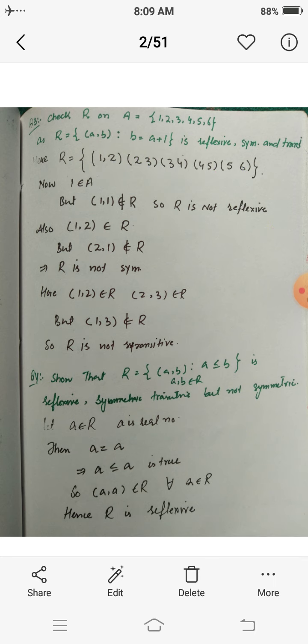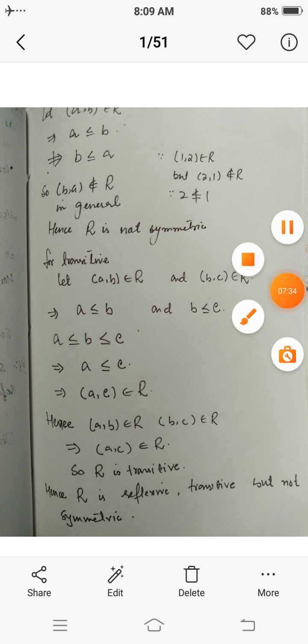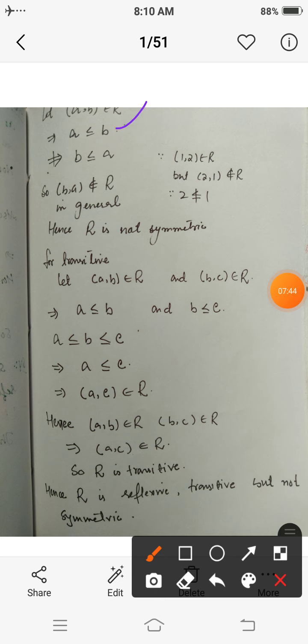Hence R is reflexive. Similarly for symmetric, we take any element from this given relation, that is (a, b) belongs to R, which implies that a is less than or equal to b, by the definition of this R. Now there is an important law, an axiom in the set of real numbers, which is called the law of trichotomy, which states that if we have two real numbers, then either they are equal, or one number is less than the other, or the second number is greater than the other. So there are only three possibilities.